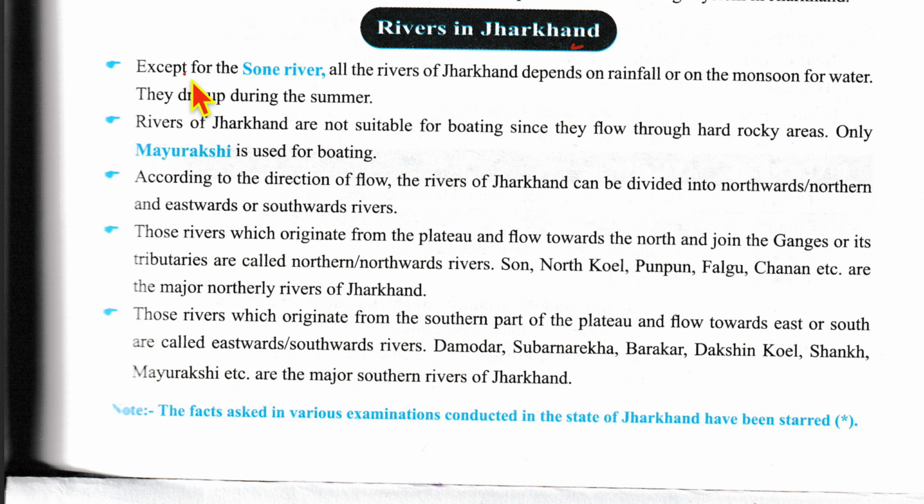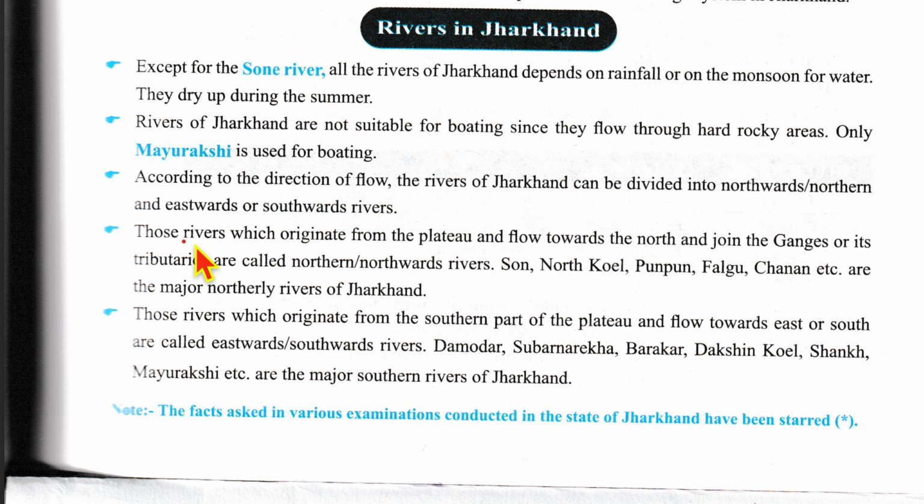Except for the Son river, all the rivers of Jharkhand depend on rainfall or the monsoon for water. They dry up during the summer. Rivers of Jharkhand are not suitable for boating since they flow through hard, rocky areas. Only Mayurakshi is used for boating. According to the direction of flow, the rivers of Jharkhand can be divided into northward and eastward or southward rivers.